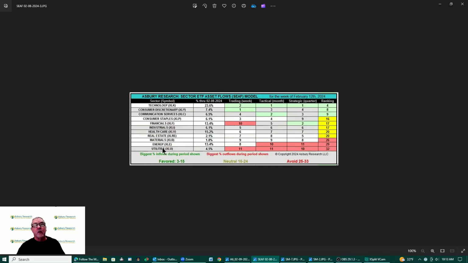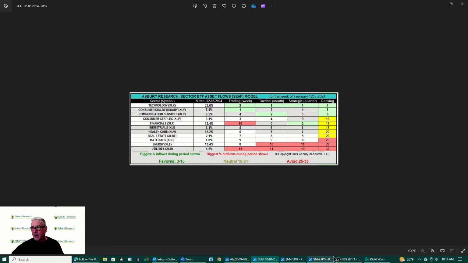So knowing which sector to avoid, according to the CIEF model, can be just as important as knowing which ones to buy. Keeping you out of those sectors, again, down here where the money is coming from, and keeping you in places where the money is going. We're simply following the money here.